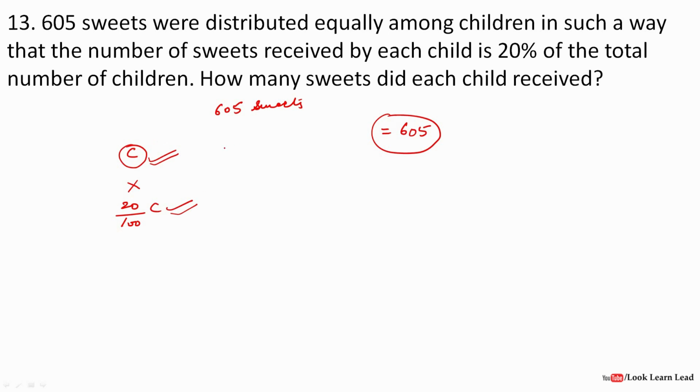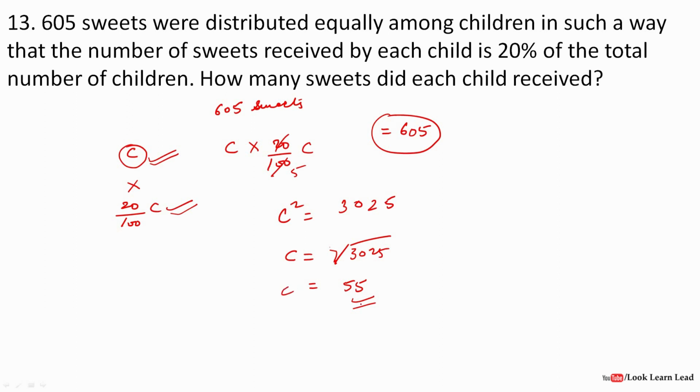So we'll get C into 20 upon 100, C is equal to 605. When we cancel it out, it would be C square is equal to 605 into 5, which is 3025. Then we calculate the square root of this, and you will get 55. There is a shortcut for square roots also. You can go through various videos. The answer is 55. Number of children is 55.